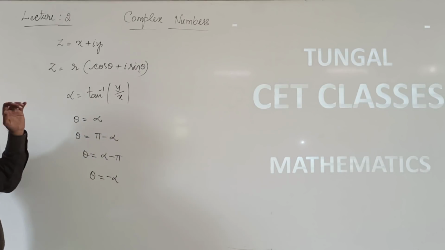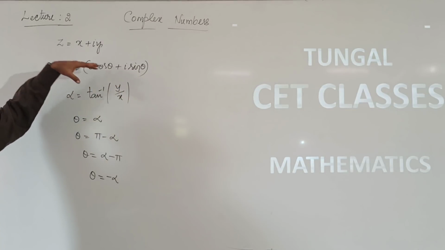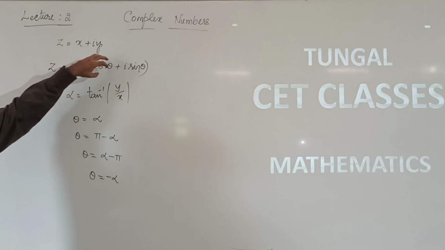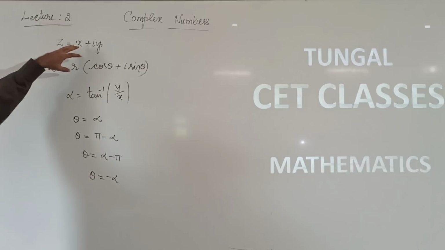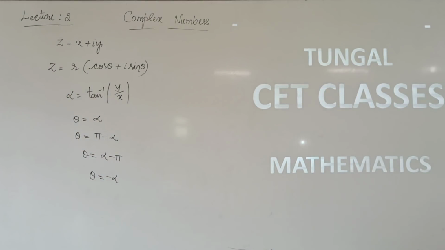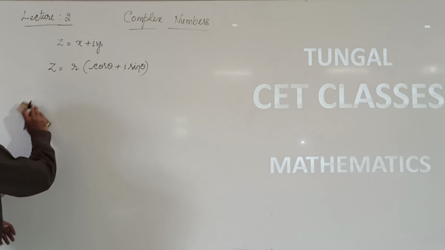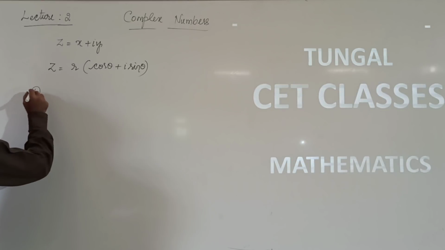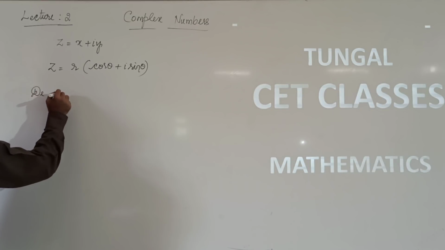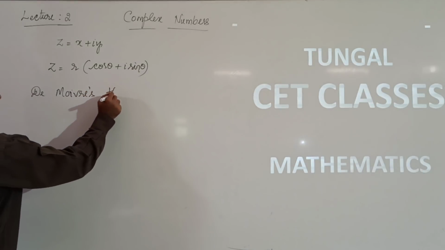So now z is equal to r into cos theta plus i sin theta, where r is the modulus and theta is the amplitude. This is called the polar form of this complex number. Okay. So from this, there is a theorem called De Moivre's theorem. What is that De Moivre's theorem? Let us discuss. De Moivre's theorem.